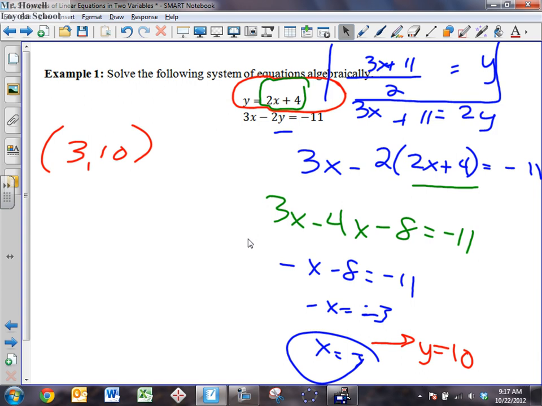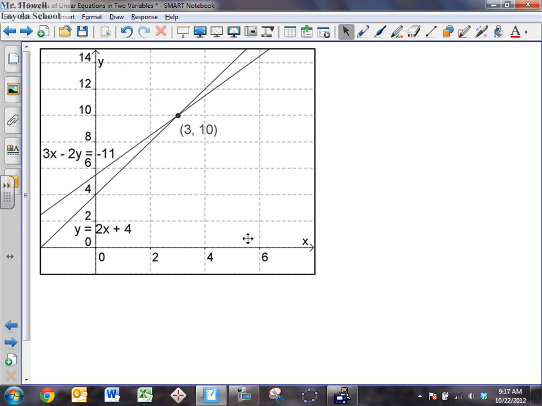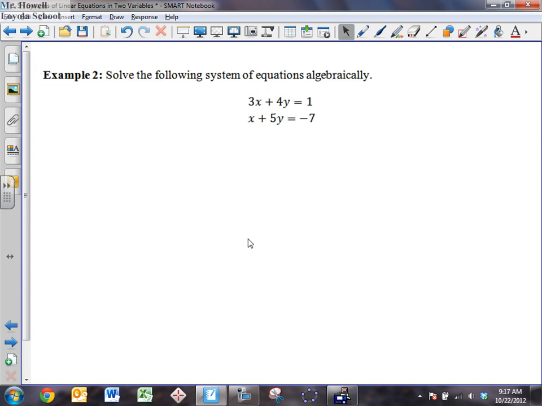Let's go to our next example. And just to show you, on my graph, you'll see it is also 310. I put this on your notes so you can see. Let's go to number 2.